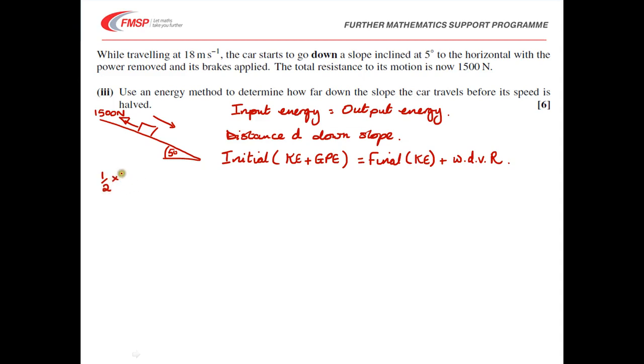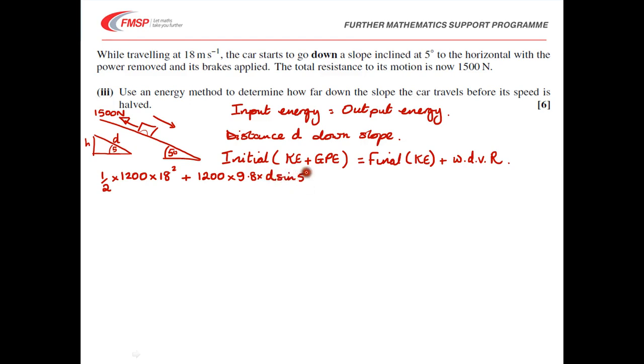Our mass in this case is 1,200, and our initial speed is 18 meters per second. Our gravitational potential energy, mgh, is going to be m, that's our 1200, times 9.8. Now the height is going to be d sine 5. If you imagine your triangle here, the hypotenuse of the triangle is d, so the opposite, the height that we're looking for, is going to be d sine 5 degrees.